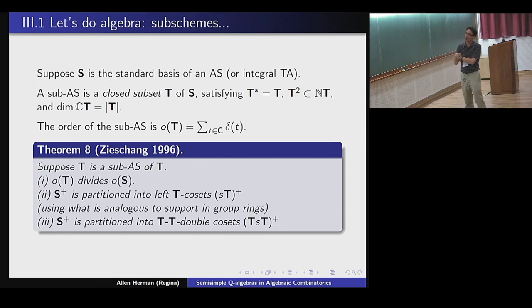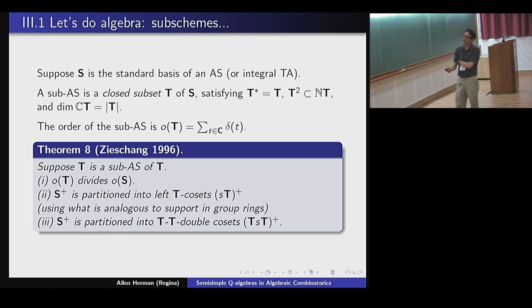Now, when you do that, you get a partitioning of the row and column sets so that you can reorder so that all of the T-related things are up in your upper left corner. And the other things then are partitioned. So you get a partitioning into left cosets, all of which have the same valency. And so the order of T divides the order of S, just like in Lagrange's theorem.